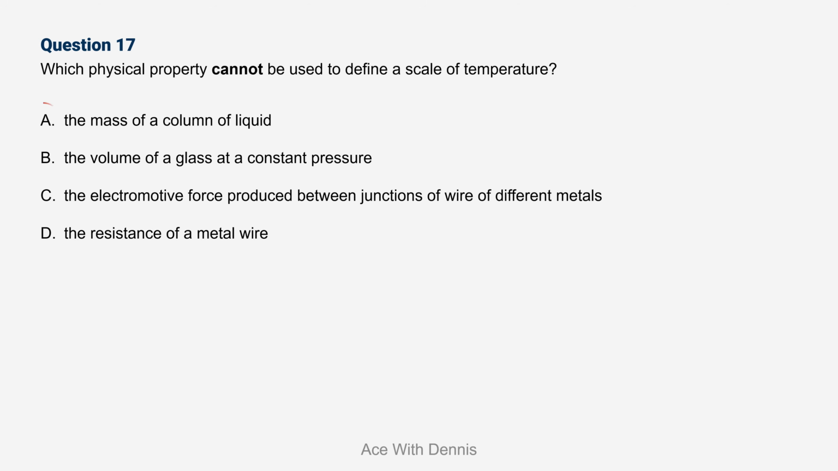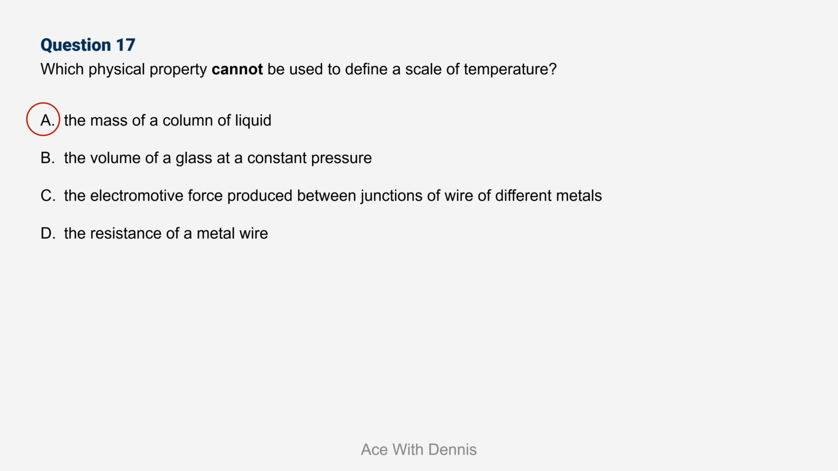The answer is A. The mass of a column of liquid. So this question is asking what physical property can be used to make a thermometer. The answer is the physical property has to be linear with the change of the temperature.